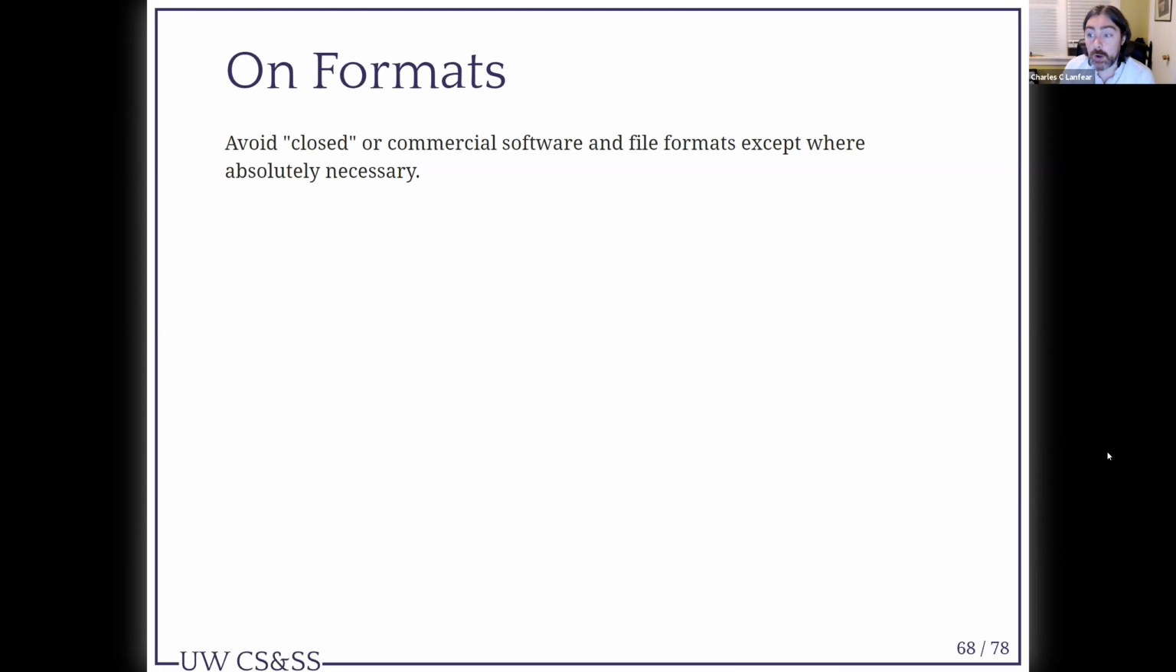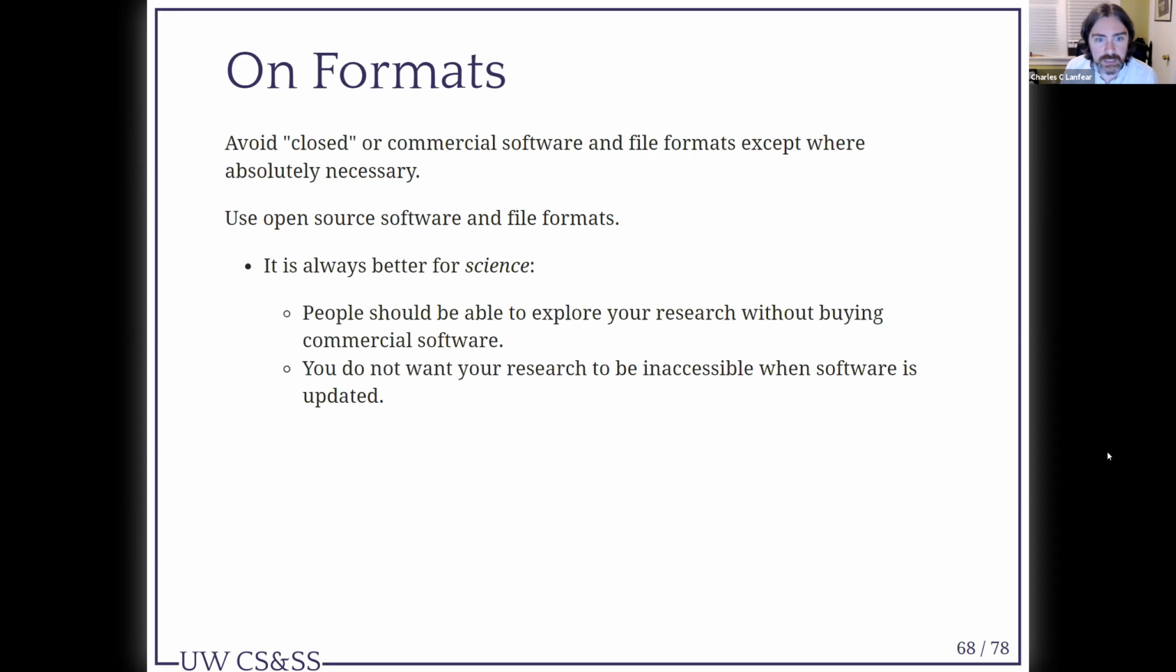Okay. So I say you should avoid any closed formats or commercial software formats, of file formats and software, wherever possible. Commercial products are sort of fundamentally bad for science in some very particular ways. The thing you should do instead is use open source software and open source file formats. You might be like, well, why do this? R, for instance, is an open source piece of software with open source file formats. This is always better for science.